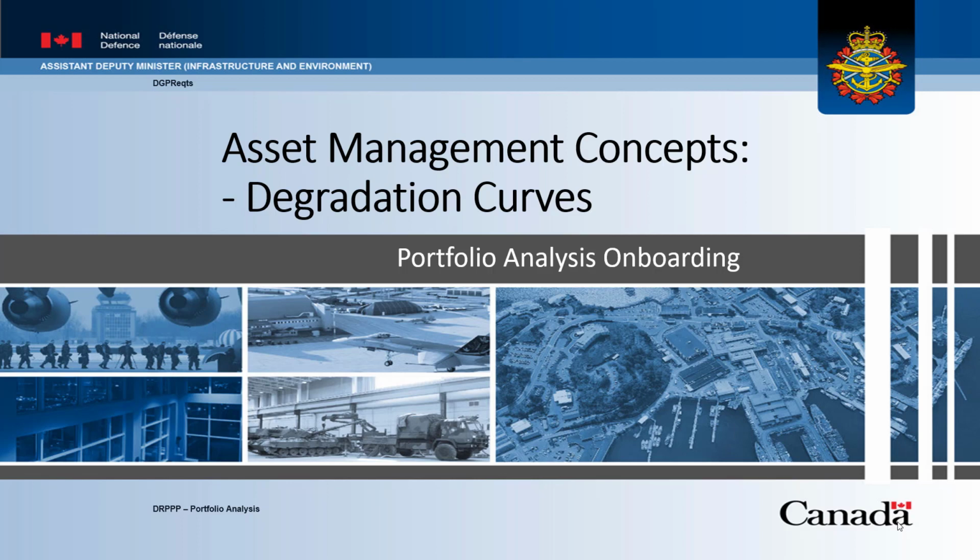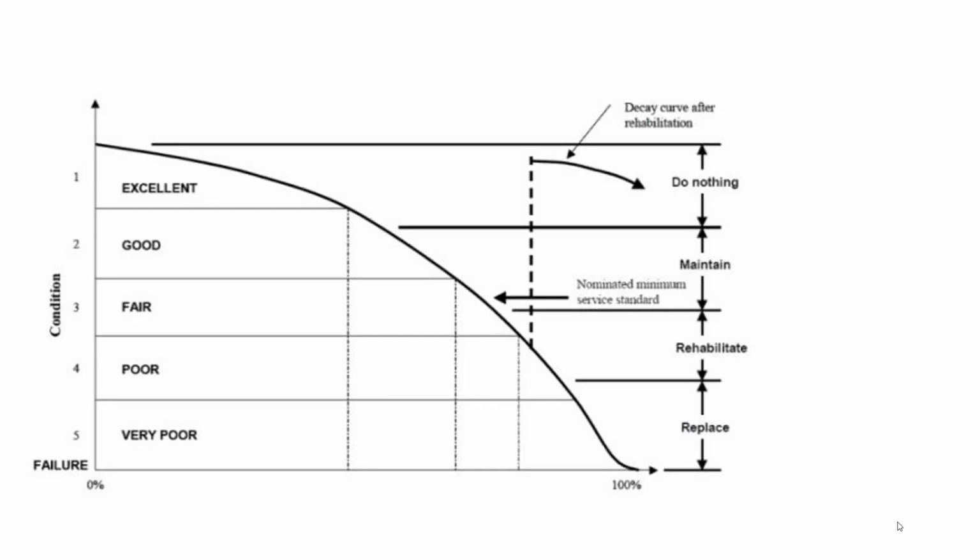And in this video, what we're going to do is discuss the concept of the degradation curve. The degradation curve is pretty straightforward. What this tells us is over time, the condition of an asset is going to degrade. And when we plot out that condition over time, what we end up with is a curve. It's not linear. So what does happen is the buildings slowly degrade over time, and then as they get older, they start to degrade faster, hence a curve.